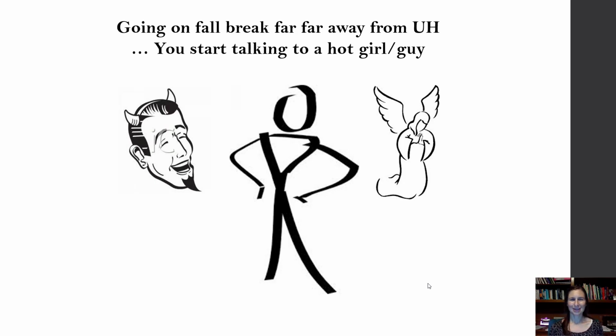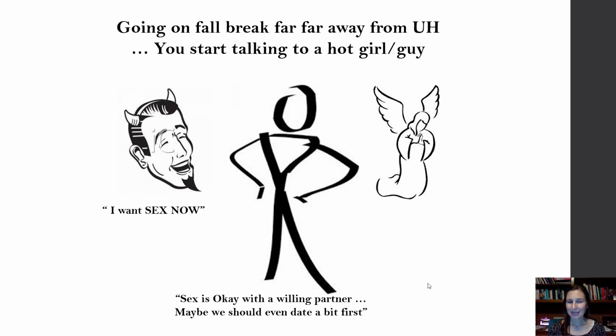I want you to pause and think about what each of these would do in that situation. After you've thought about it, this is what would typically happen. Your id would say, I want sex now, let's do this. Your ego would say, sex is okay with a willing partner, but maybe we should date a bit first. And your superego would say, no, sex outside of marriage is wrong.